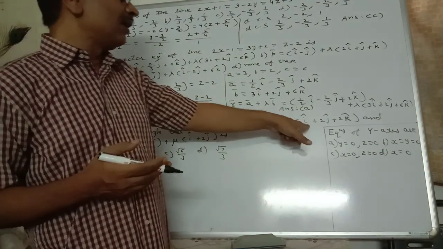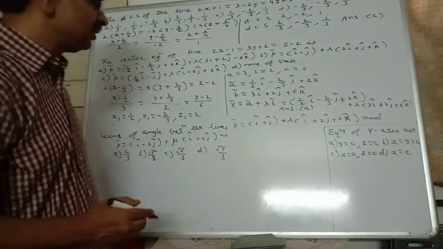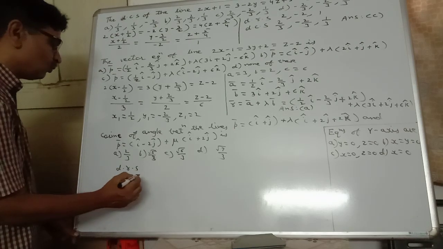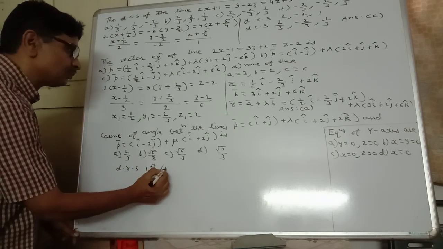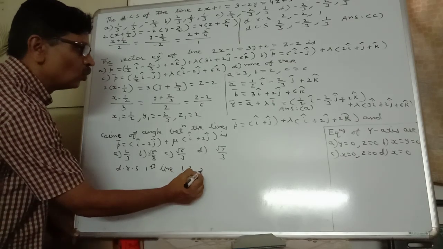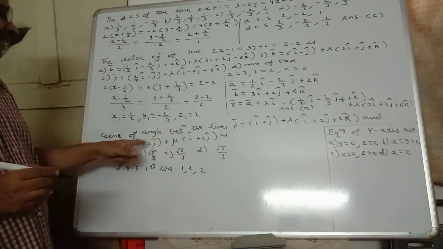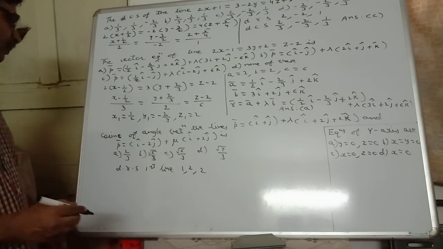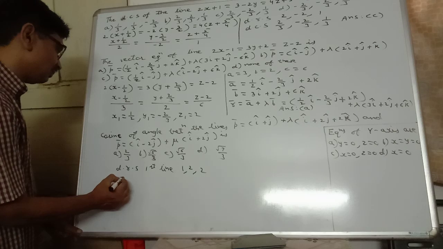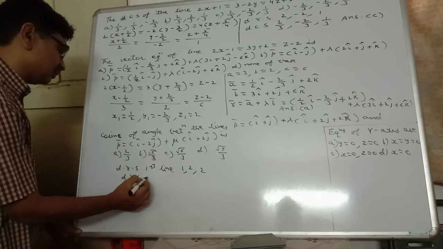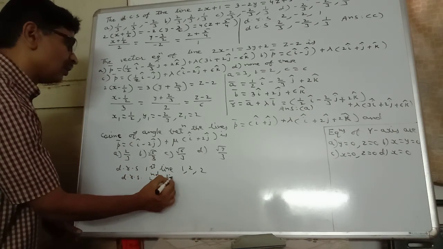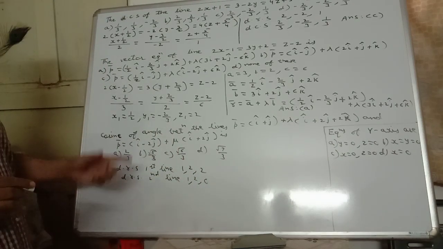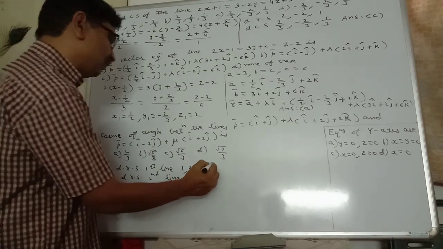Now this is a line parallel to this vector. Coefficients of i, j, k are direction ratios for the first line: 1, 2, 2. For the second line, this is the vector parallel to it. Direction ratios, coefficients of i, j, k: 1, 2, 0. Now we can find the cosine of the angle between them.